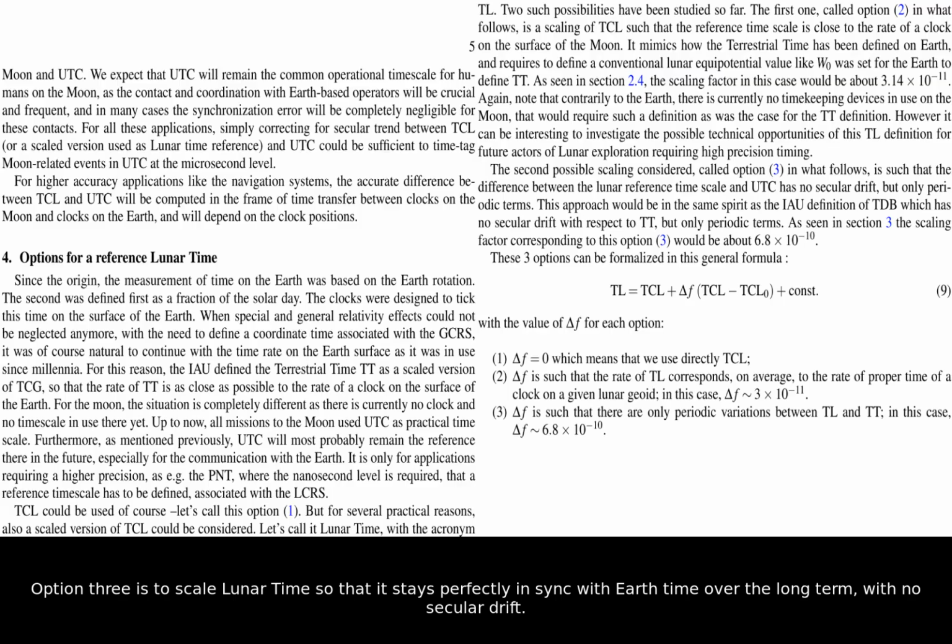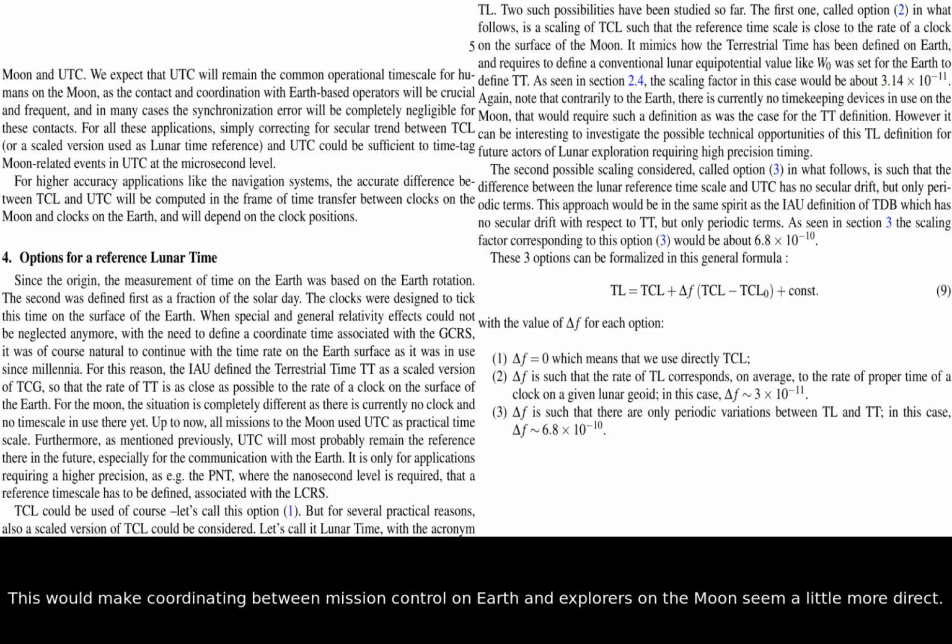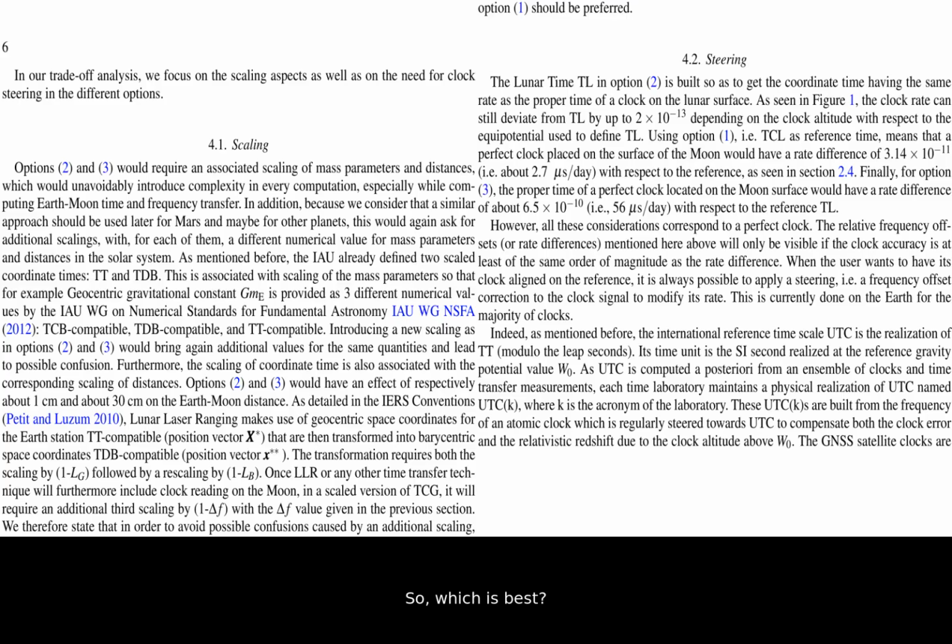Option 3 is to scale lunar time so that it stays perfectly in sync with Earth time over the long term, with no secular drift. This would make coordinating between mission control on Earth and explorers on the moon seem a little more direct. So, which is best? The paper reveals a major hidden complexity. Scaling time isn't that simple.